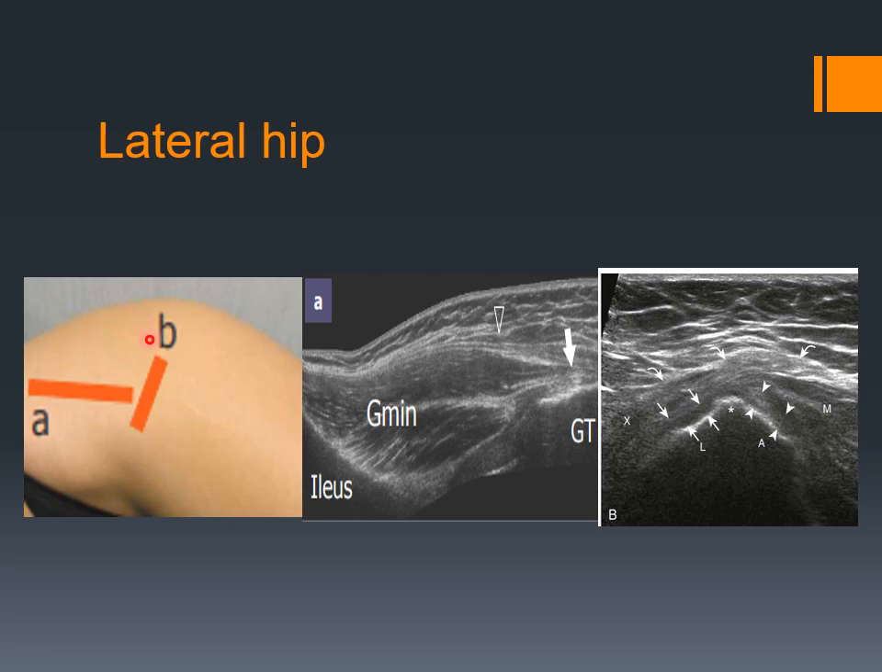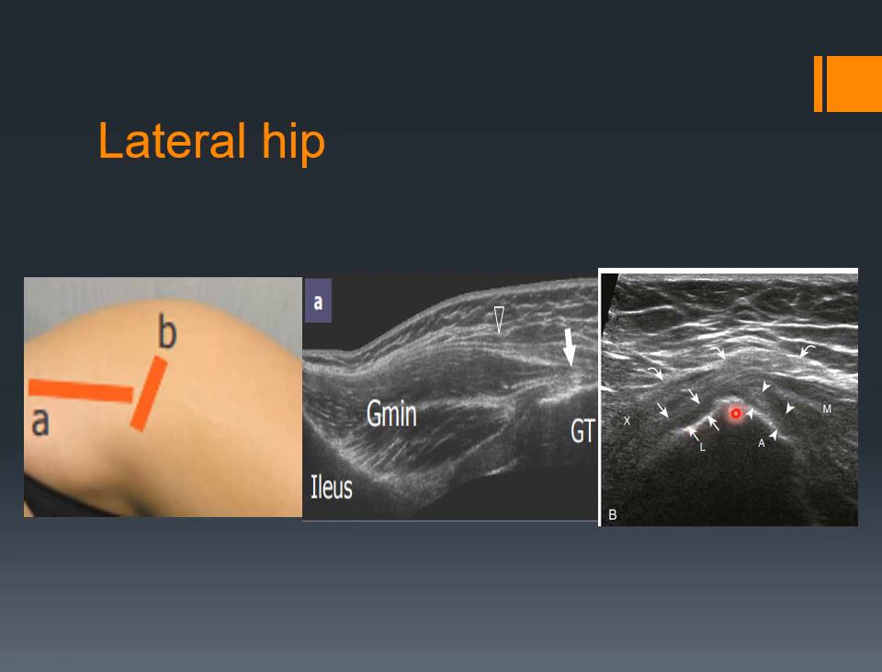Then we examine the lateral hip. On examination of the lateral hip, we just put the probe over the greater trochanter in TS and LS orientation. In LS view, we can see the gluteus medius, then the gluteus minimus, and this is the tendinous insertion in the greater trochanter. Above them, we can see the iliotibial band.